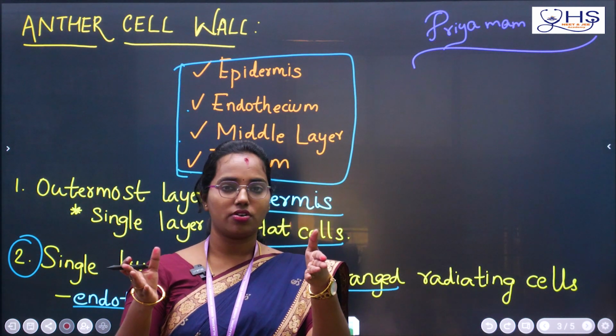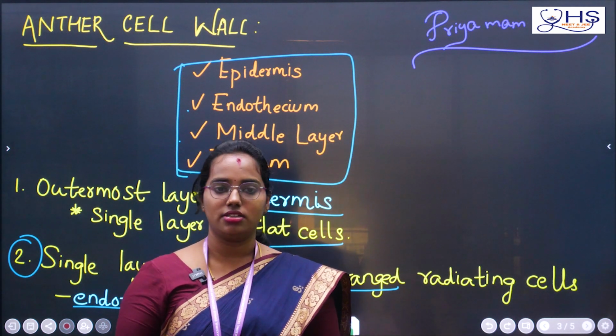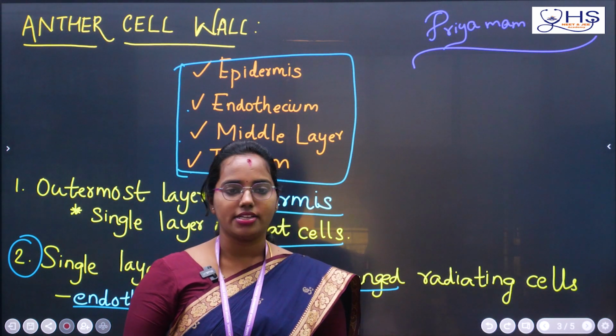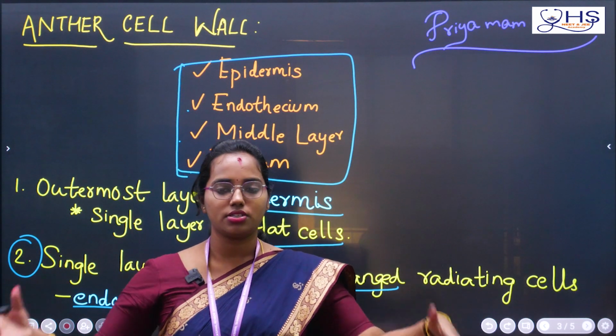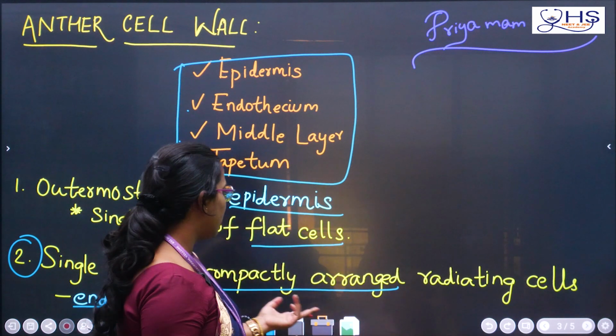Now, if three people are sitting on a desk, it is loosely arranged. If I ask you people to adjust with 5 members in a desk, then that is called compactly arranged.